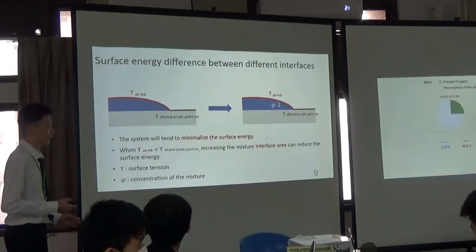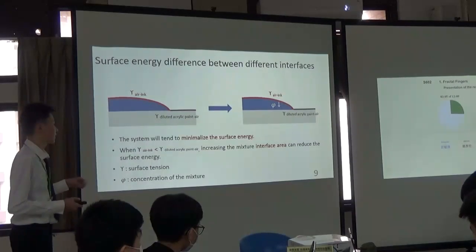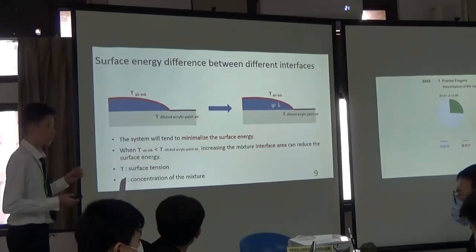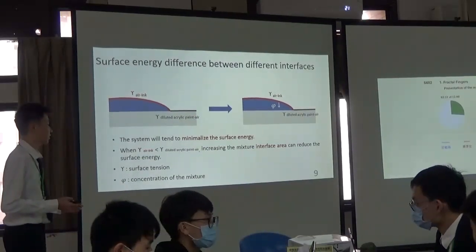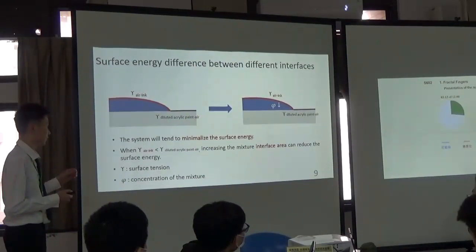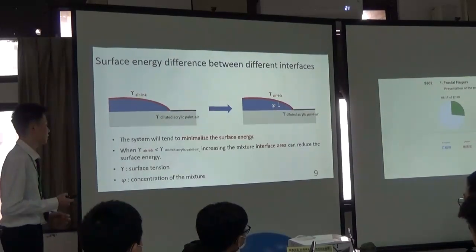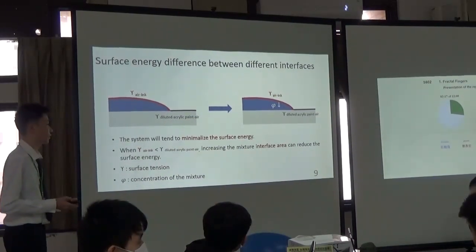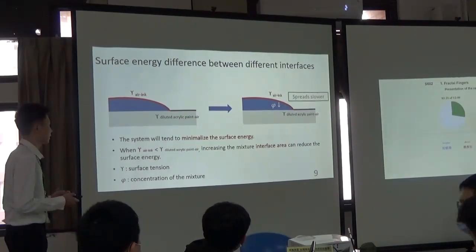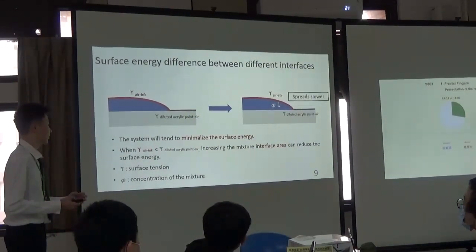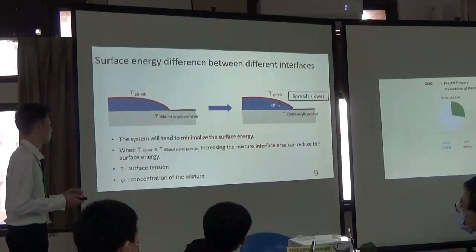After the mixture evaporates, the concentration will be much lower, so the surface tension will be higher. The surface tension gradient will not be enough to trigger a strong Marangoni flow, so it spreads slower. And finally it will stop at the maximum radius.